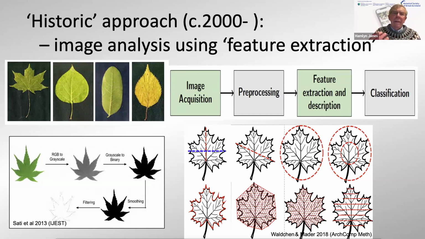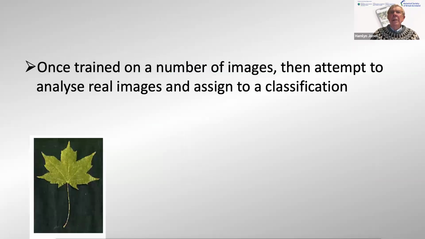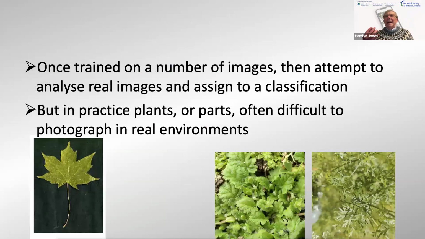These were then used to classify them, and then using these numbers on an image, you would then decide what species it was. This was very sensitive to problems. It's very difficult to photograph leaves or plants in real environments, and you get messy pictures, and so it was rather restricted, this approach.